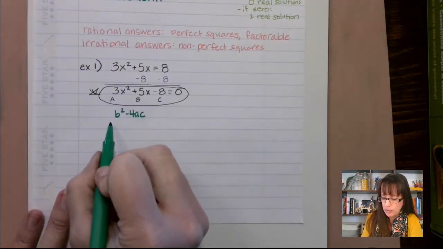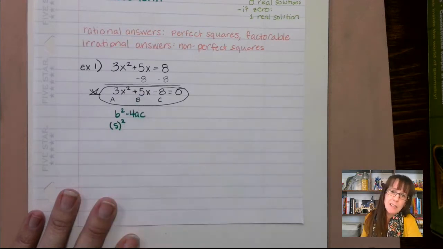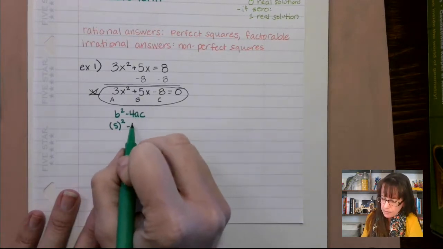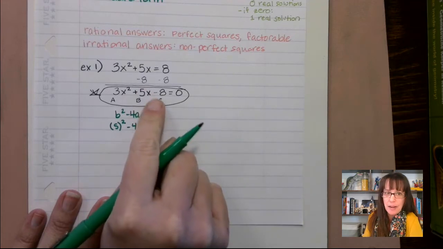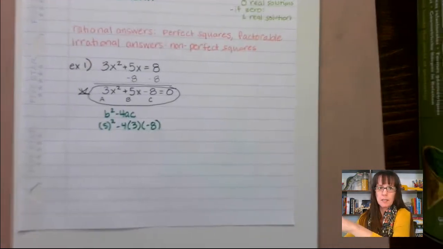Now, it's vitally important that you use parentheses around your b, especially if it's a negative. In this case, it's a positive, so it doesn't really matter. But if it's a negative, you need to use parentheses because negative times a negative is always going to be a positive. So you're going to always have a positive in the front there. Minus 4 times our a, which is 3, times our c, which is negative 8. Mind your signs there. Negative 8. Okay, let me zoom in a little bit so you can see that closer.